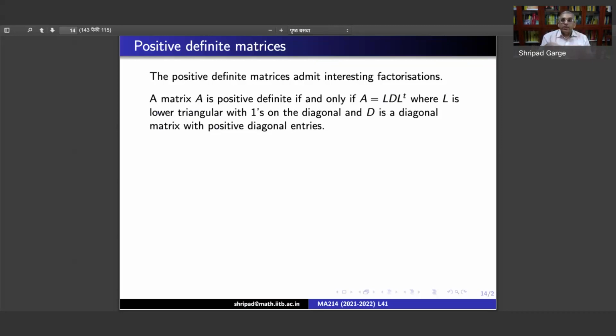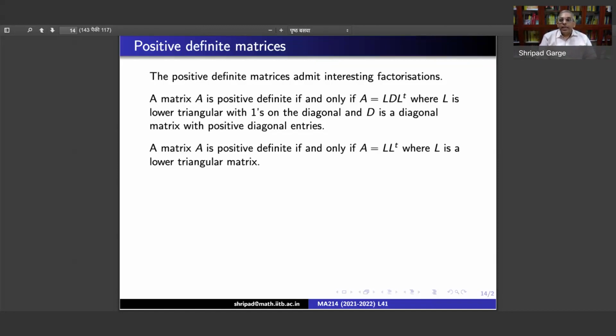You can write it as a square of some other positive number. So each diagonal entry is a square, and therefore you can write this capital D, the diagonal matrix, as a product of two diagonal matrices whose diagonal entries are the square roots. So in fact we have written capital D as a square of a diagonal matrix. Okay, and that square, the left hand side square, can be put inside L, and the right hand side square can be put inside D transpose, L transpose, and so we get that a matrix is positive definite if and only if A is L L transpose, where L is a lower triangular matrix.